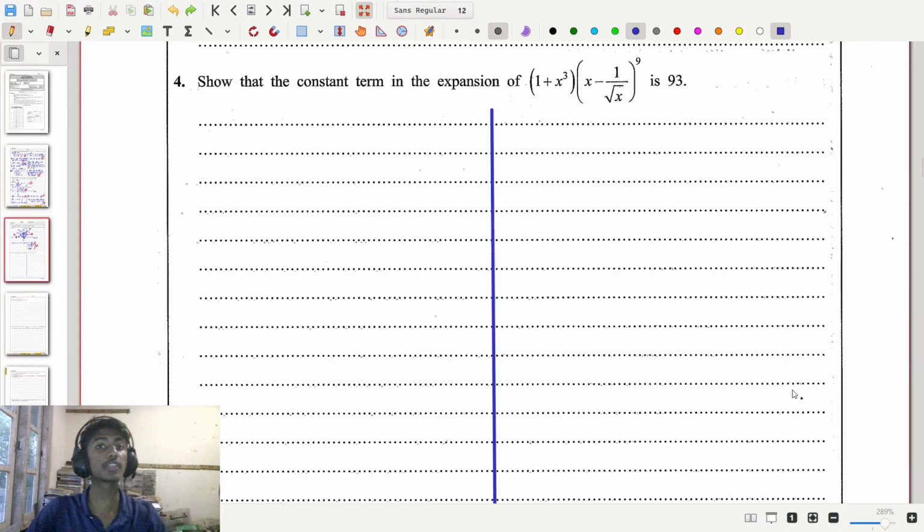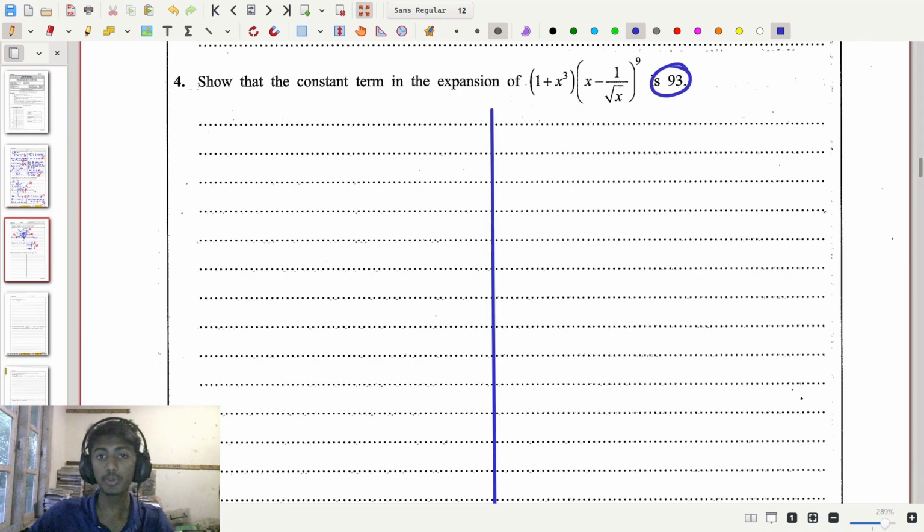2024 A-Level Combined Mathematics Paper 1 Part A question number 4. This question has to do with the binomial expansion. The question says, show that the constant term in the expansion of (1 + x³)(x − 1/√x)⁹ is 93.